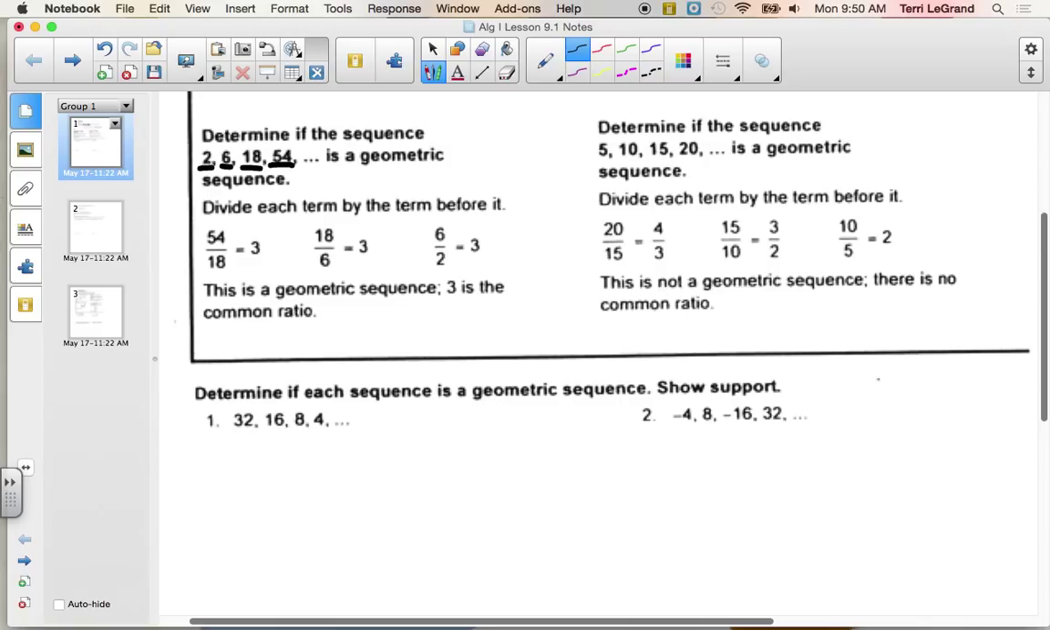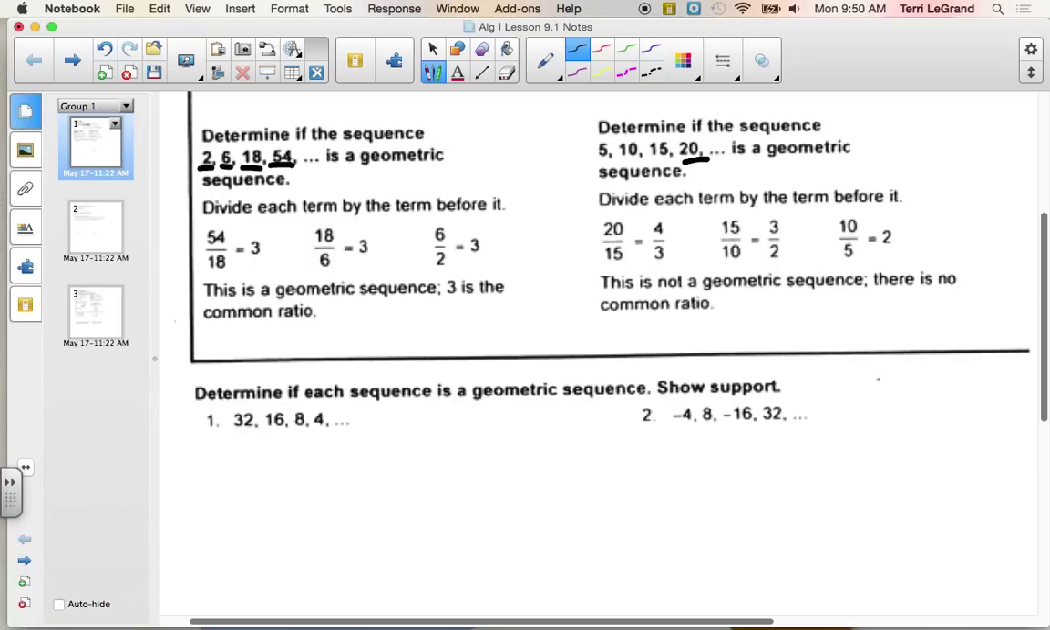In the next one, determine if the 5, 10, 15, 20, and so on is a geometric sequence. 20 divided by 15, start at the end. 20 divided by the previous term, well, that's 4/3. Don't want to do it as a decimal because it's not a nice decimal. 15 divided by 10, 3 halves. 10 divided by 5, 2. This is not a geometric sequence because there's not a common ratio.